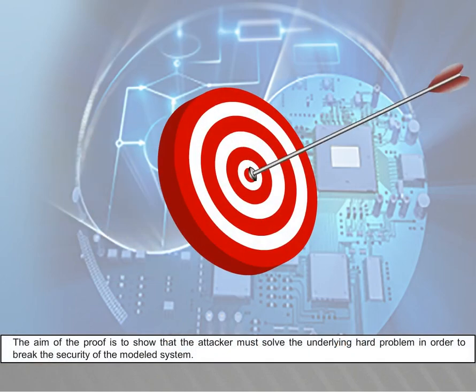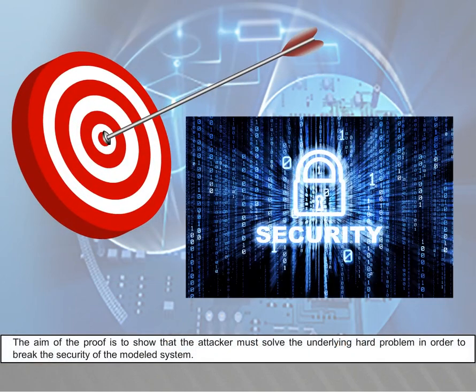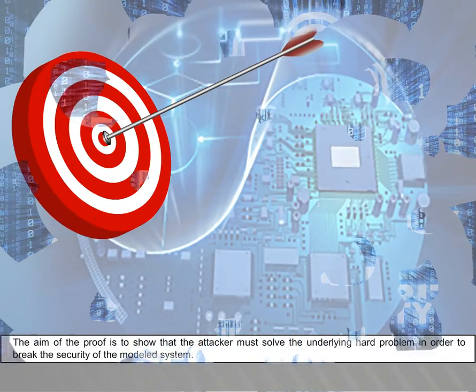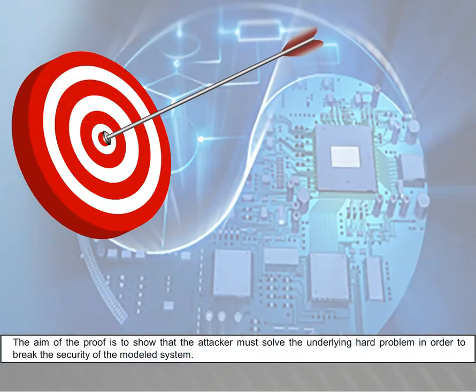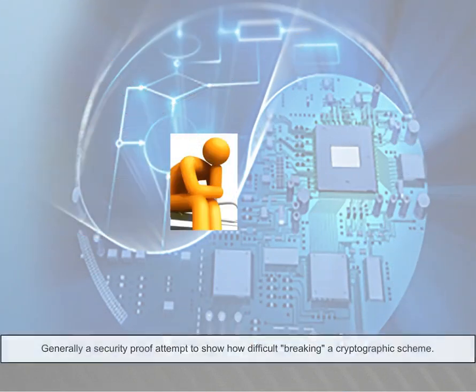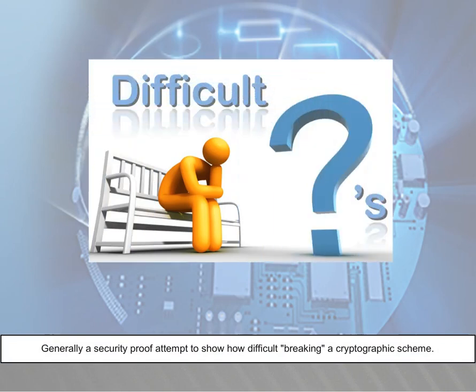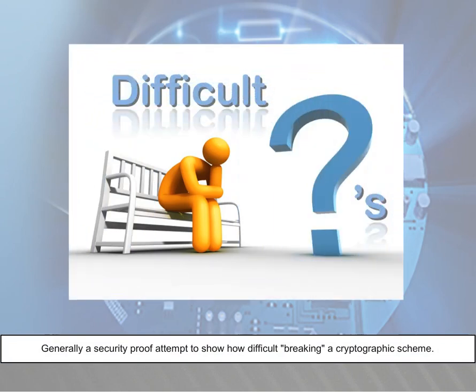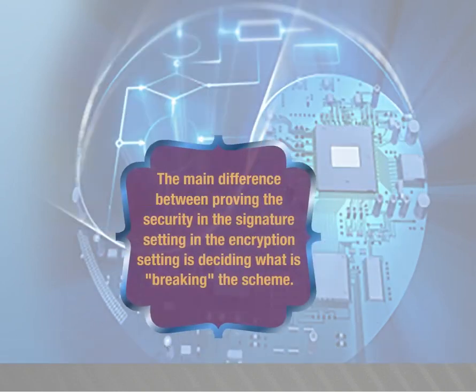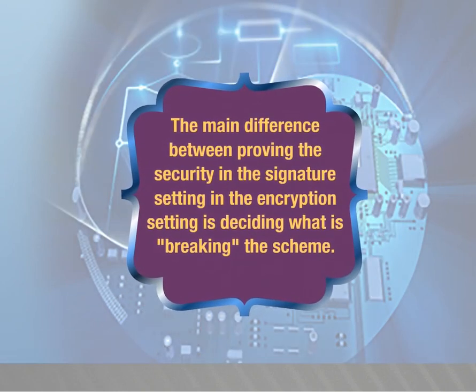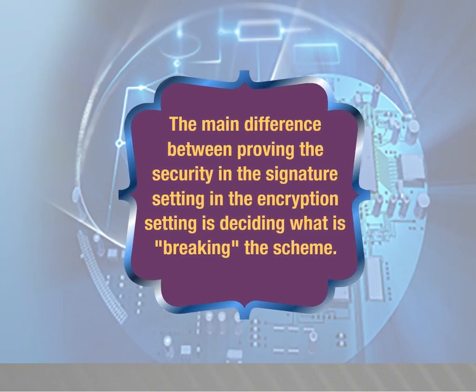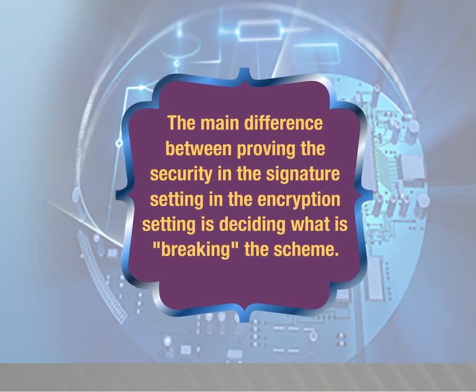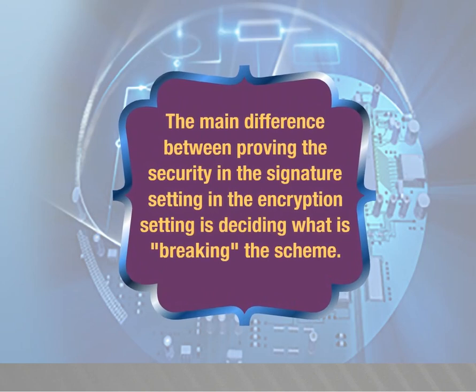The aim of the proof is to show that the attacker must solve the underlying hard problem in order to break the security of the system. Generally, a security proof attempts to show how difficult breaking a cryptographic scheme is. The main difference between proving the security in the signature setting and the encryption setting is deciding what is breaking the scheme.